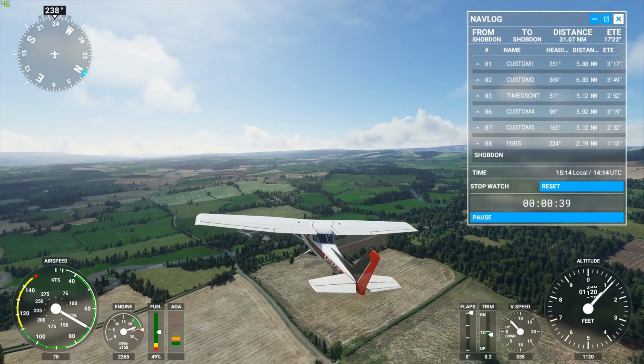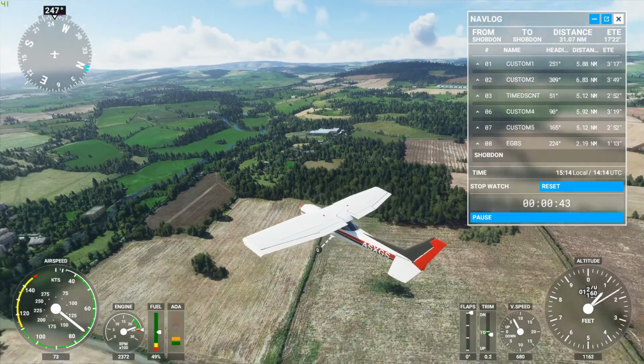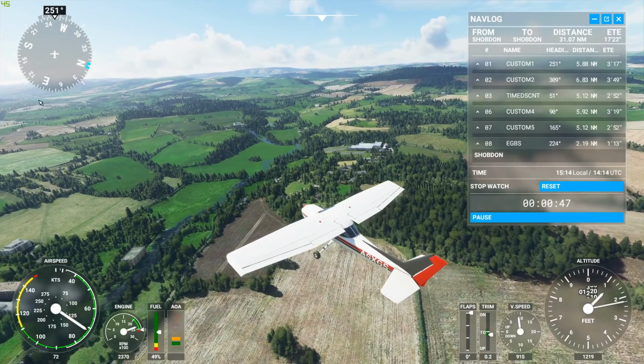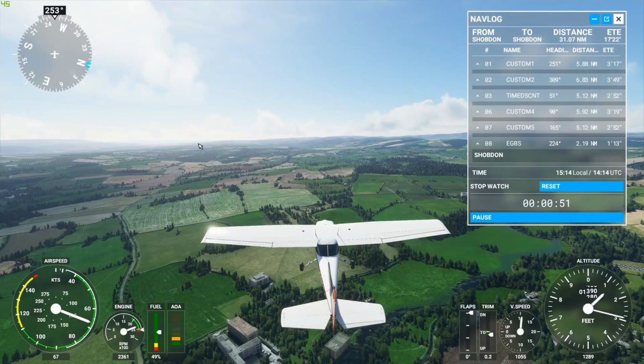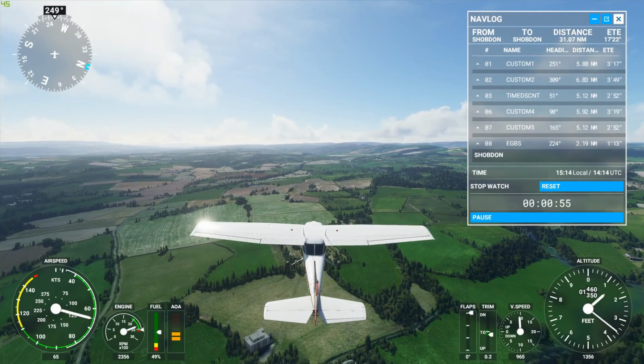So I've come a bit left, we should be on a heading of 251, and you can see just there on the right is the river we want to follow. And then down here should be Kington. So I'll keep climbing up to 3,000 feet and we'll head down to Kington, following this river.